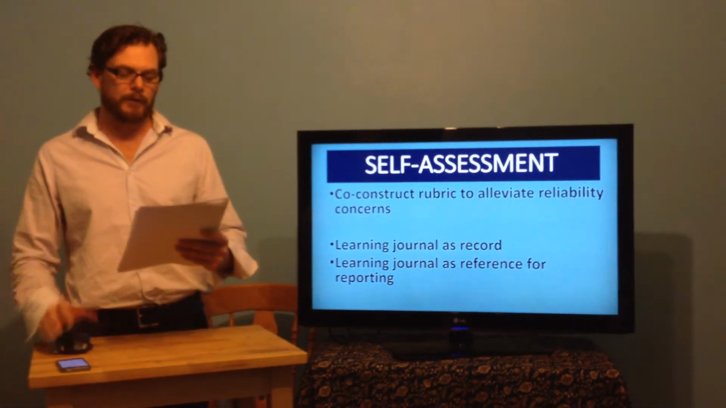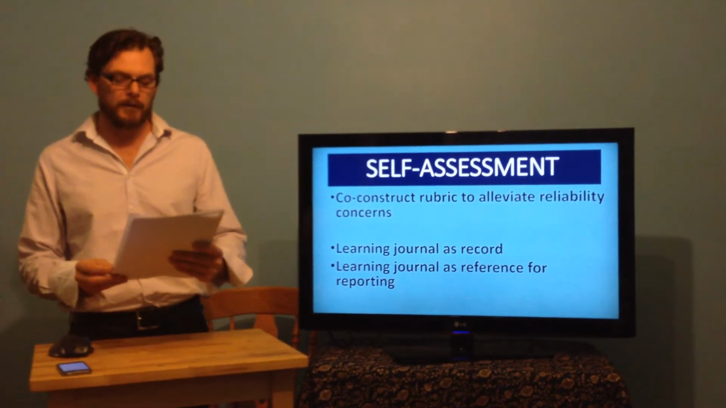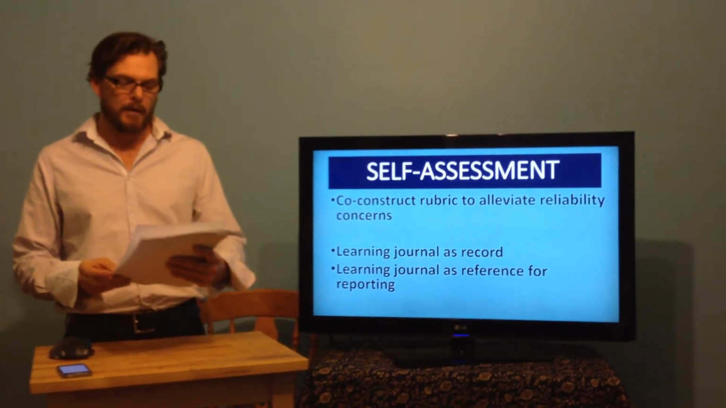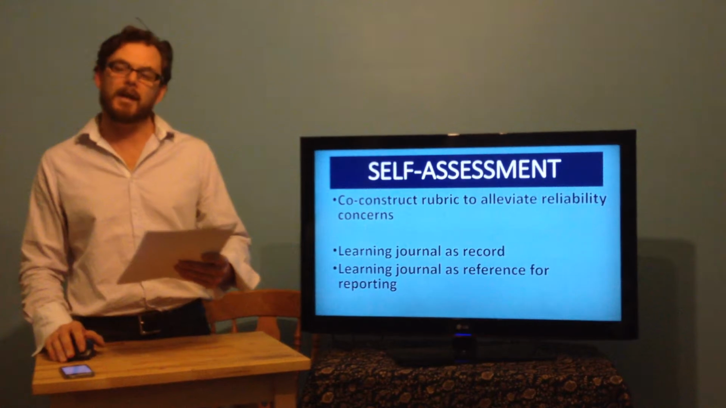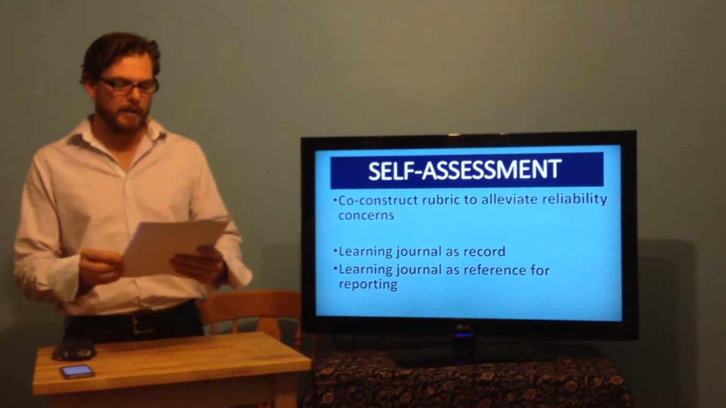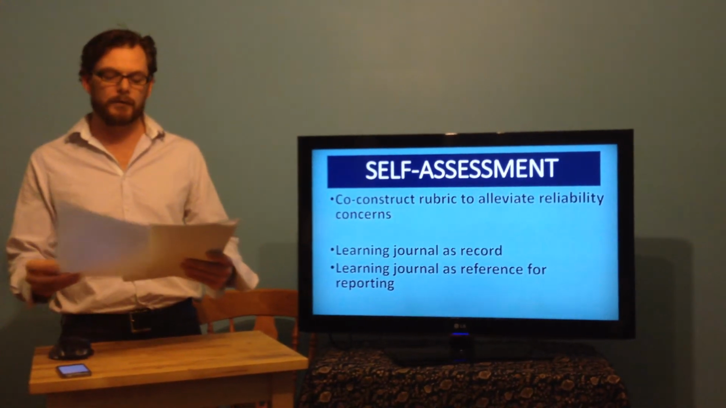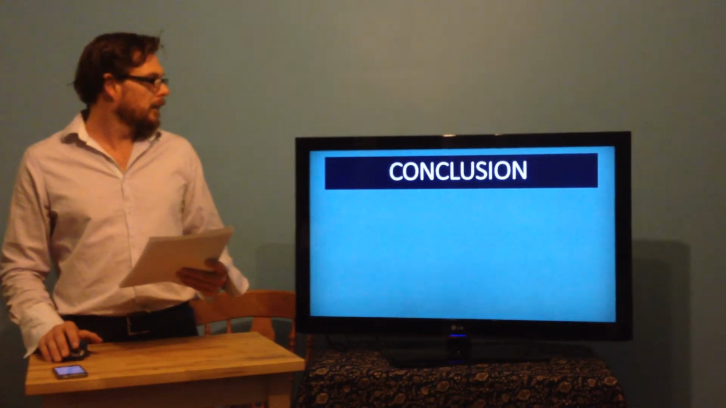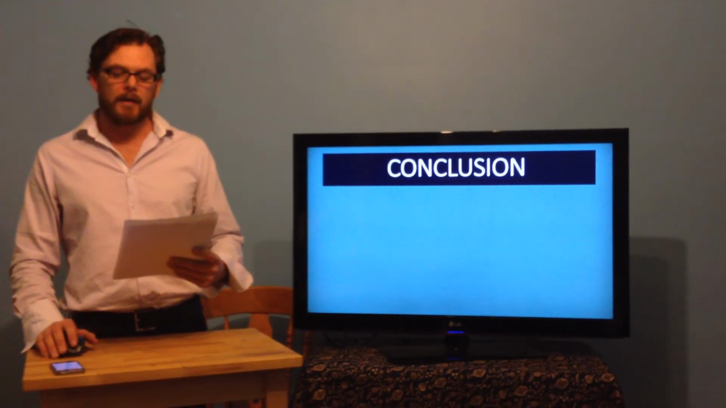Co-constructing the rubric with students can alleviate concerns about the reliability of students' perceptions of their own abilities, while keeping a learning journal provides an excellent record of student progress and can be referred to when reporting to the student's guardians.